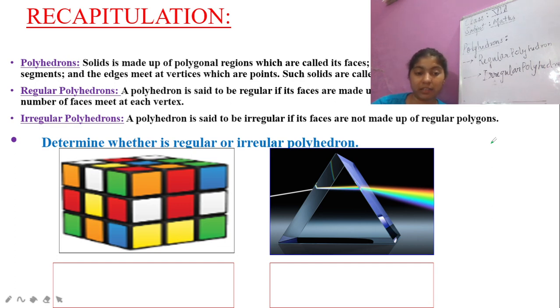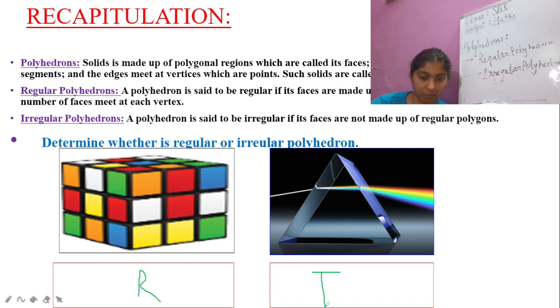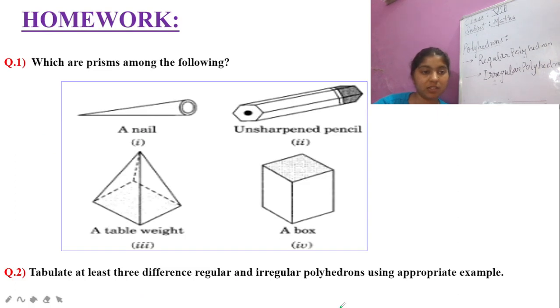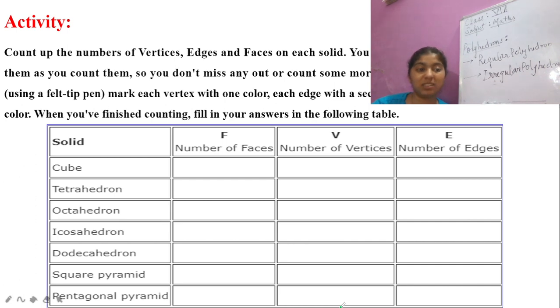For regular, write R. For irregular, write I. So I can say that this is regular and this is irregular. Okay, so students, these are the two homework tasks. Which are the prisms among these? You have to choose them. Tabulate at least three differences between regular and irregular polyhedra using appropriate examples. Along with this is an activity. You have to count the number of vertices, edges and faces for each solid.